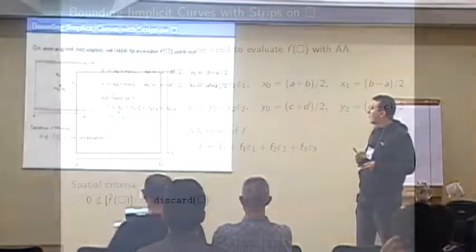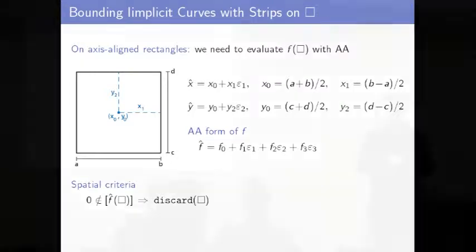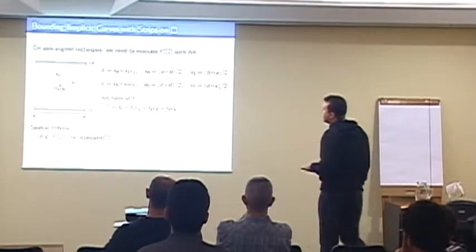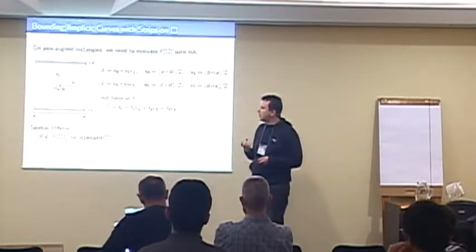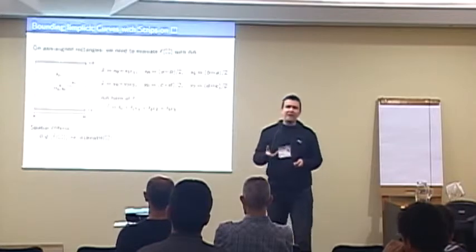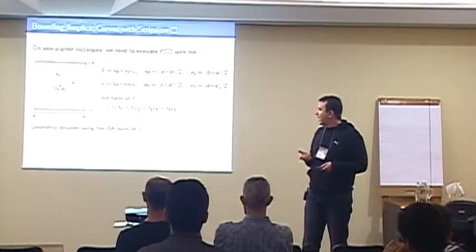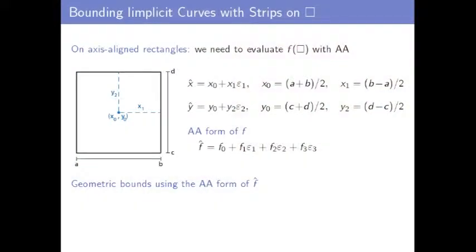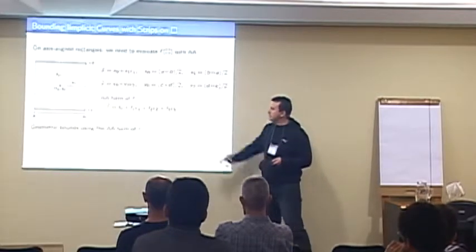Now we can build our first numeric oracle. We take 0. If 0 is not inside the range of the affine form, then we discard the rectangle, okay? And we can construct geometric bounds using the affine arithmetic form of the function f.